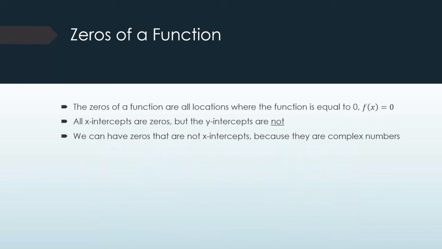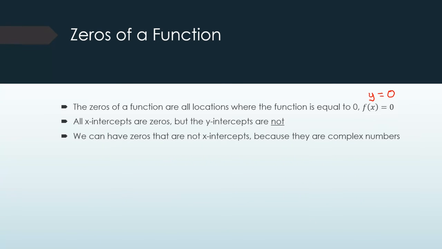The next term we need to talk about is zeros, so zeros of a function. The zeros of a function are all locations where the function is equal to 0, where your y value, your f of x, is equal to 0. So that means if y is 0, that's an x-intercept. So all of your x-intercepts are zeros. Y-intercepts are not zeros because for y-intercepts, the y value is not 0.